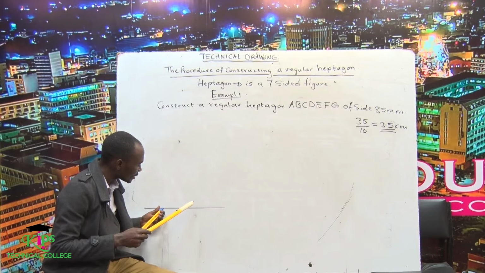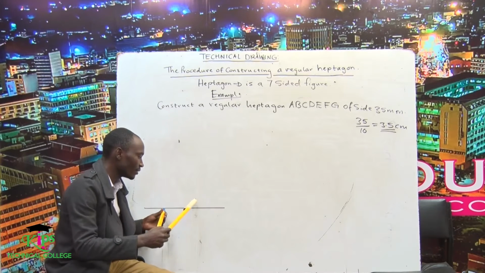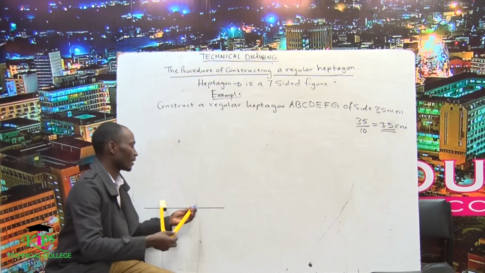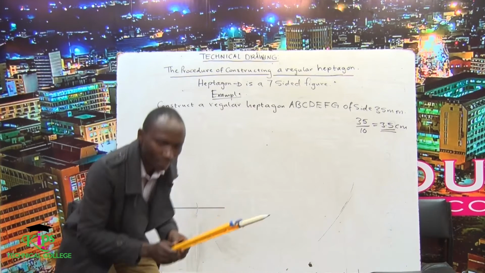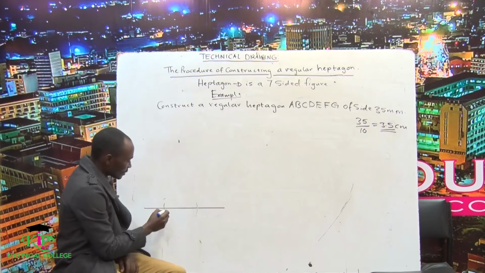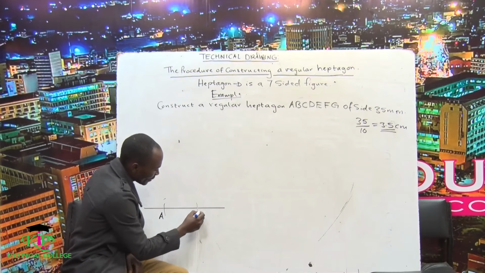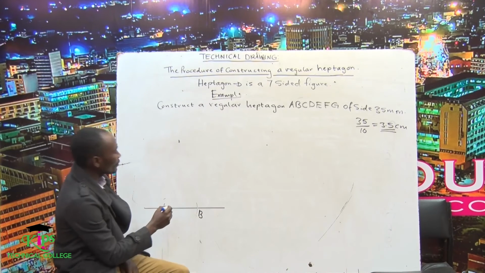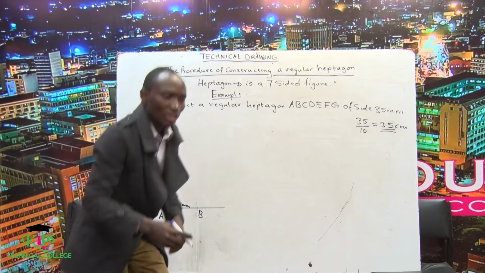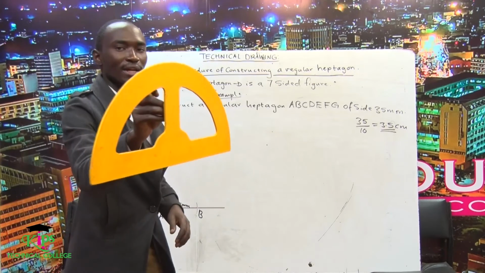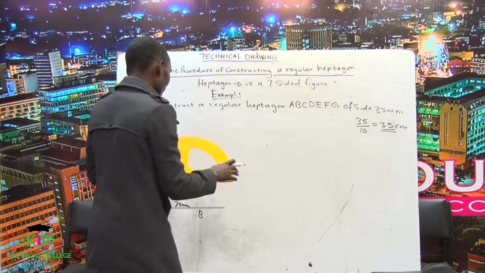Then, starting at any point of this line, you will put a mark. Again, you will put a mark. You call these points A and B. Now this is 35 millimeters. So you will take up your protractor like this.